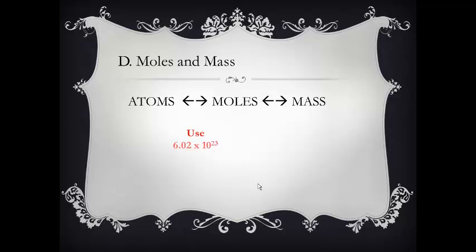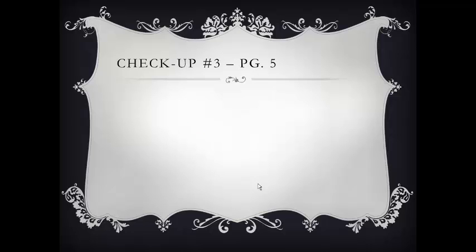So here's a quick overview again. Atoms to moles use 6.02 times 10 to the 23. If you have moles to mass or mass to moles, you use their molar mass. So you gotta remember: something small, Avogadro; mass, molar mass.